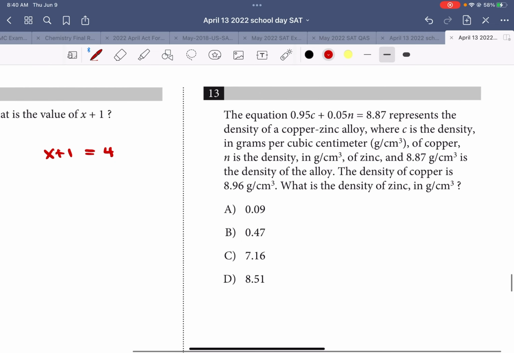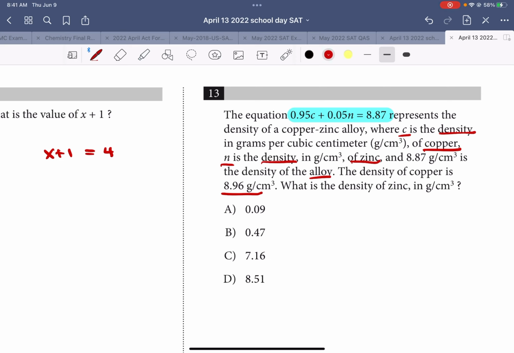Number 13, the equation 0.95C plus 0.05N equals 8.87 represents the density of the copper zinc alloy. C is the density in grams per cubic centimeter of copper, and N is the density of zinc. 8.87 gram per cubic centimeter is the density of the alloy when they put it together. The density of the copper is 8.96. And what is the density of zinc? So use that formula they gave you here.